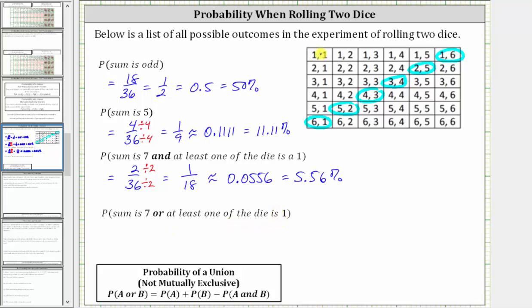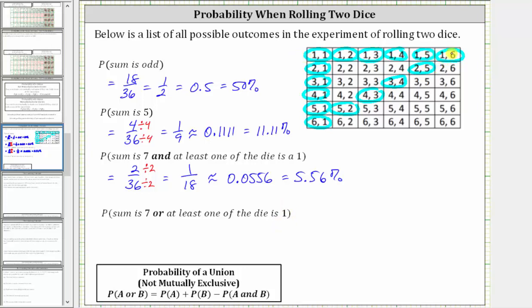And 1 and 1 does have at least one die a 1, so 1 and 1 is favorable, so is 1 and 2, 1 and 3, 1 and 4, and 1 and 5. And then going down this column, 2 and 1, 3 and 1, 4 and 1, 5 and 1 are also favorable outcomes. So these are all the favorable outcomes where the sum is 7 or at least one of the die is 1. Let's count these favorable outcomes.